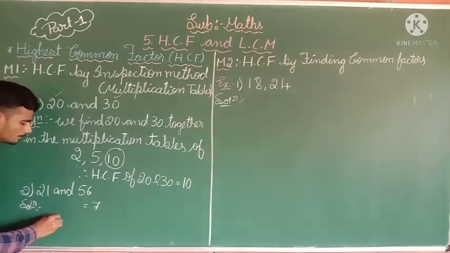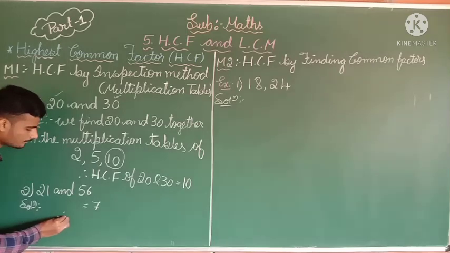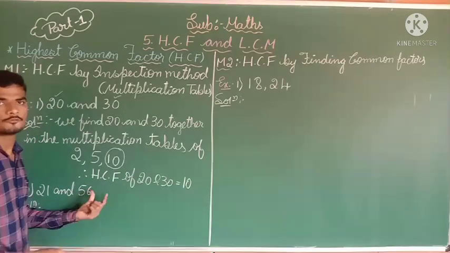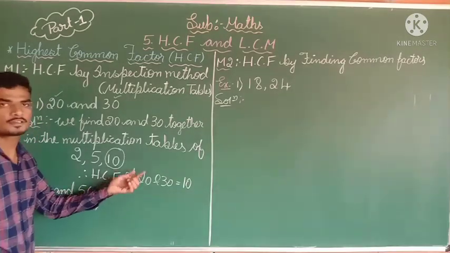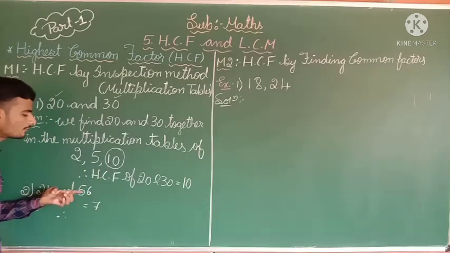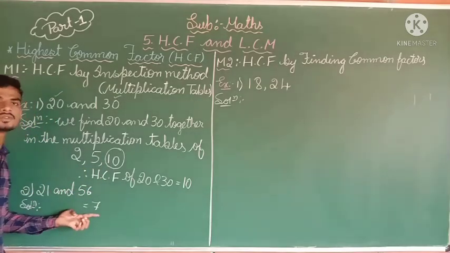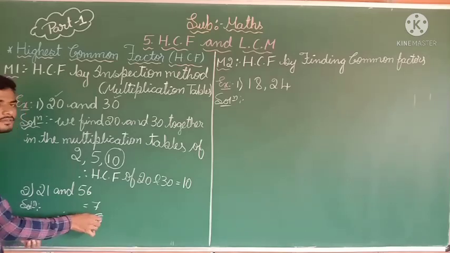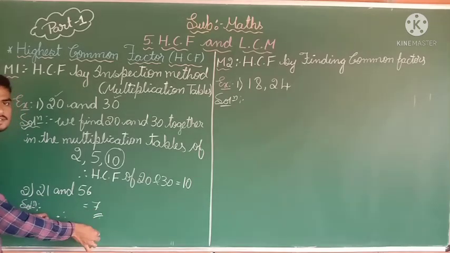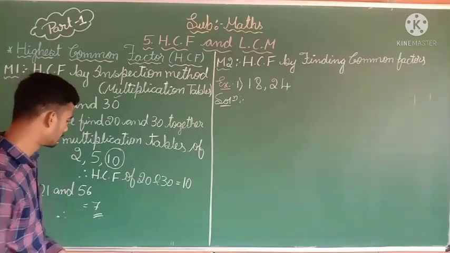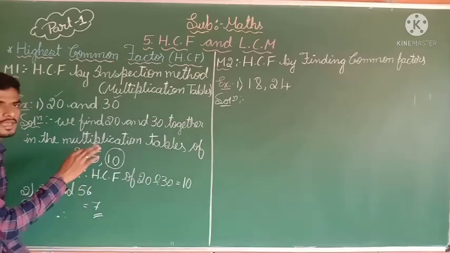Therefore, the HCF, highest common factor, of 21 and 56 is equal to 7. Only 7 will come here, so you want to write HCF as 7 itself. In this way you want to find the answer.